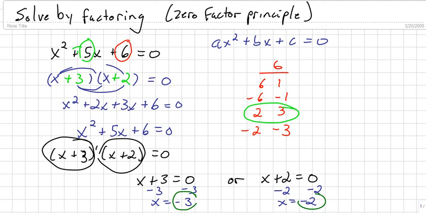So again, that's how we solve. Basically, we're looking to take a trinomial quadratic equation, put it into 2 binomials with factors, and then set them equal to 0, and then we're able to solve this quadratic equation using the zero factor principle.